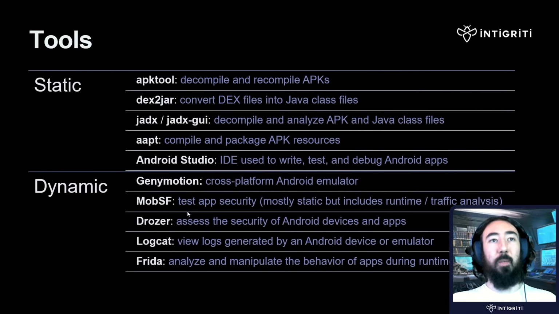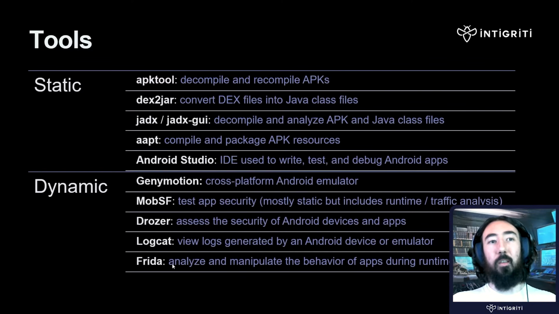So more on the dynamic side. I'm not going to demonstrate some of these, so I am going to demonstrate the mobile security framework. This is an app test security, so it's mostly static, but it does have some runtime and traffic analysis. And we've got drozer, so we can assess the security of Android devices and apps. Actually, we're going to have a look at the GitHub for that as well. We've got logcat, which is what we just looked at as one of the plugins for Android Studio, so it will view the logs that are generated by an Android device or emulator.